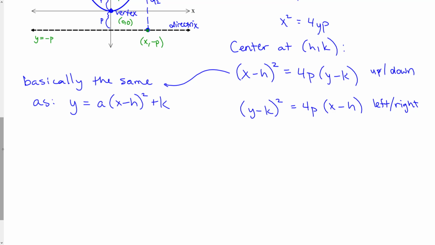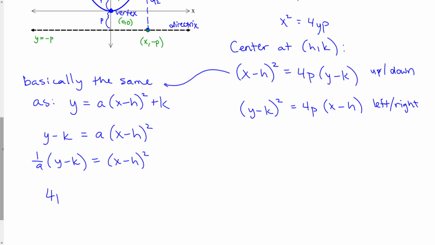So basically, if you subtract k from both sides, you get y minus k equals a times (x minus h) quantity squared. And if you divide both sides by a, 1 over a times (y minus k) equals (x minus h) quantity squared. So essentially it's the exact same thing, where 4 times p is equal to 1 over a. So these constants that tell you how wide the parabola is, there's just a different way of expressing them.